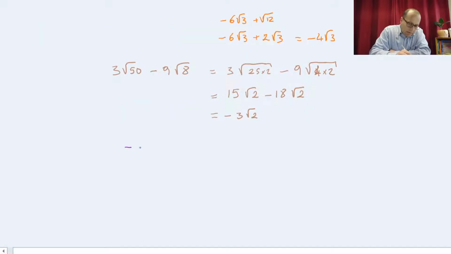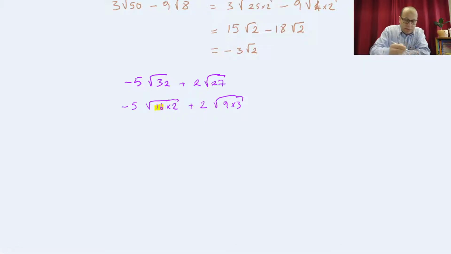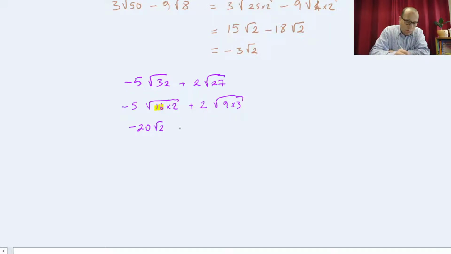If I have minus 5 square root of 32 plus 2 root 27. Minus 5 square root of 32, 32 is 16 times 2, plus 2 square root of 27, 27 is 9 times 3. Square root of 16 is just 4, multiplied by minus 5, it's minus 20 root 2, plus square root of 9 is 3, multiplied by 2, 6 root 3. And that cannot be simplified any further.